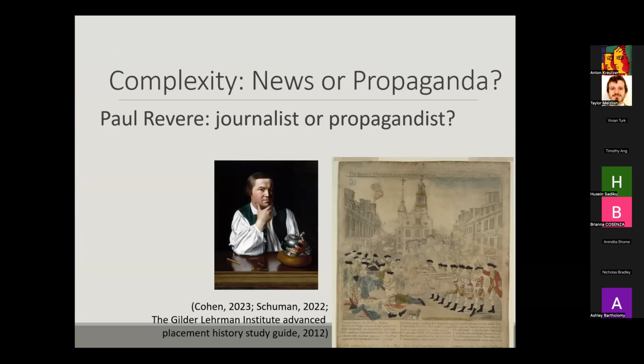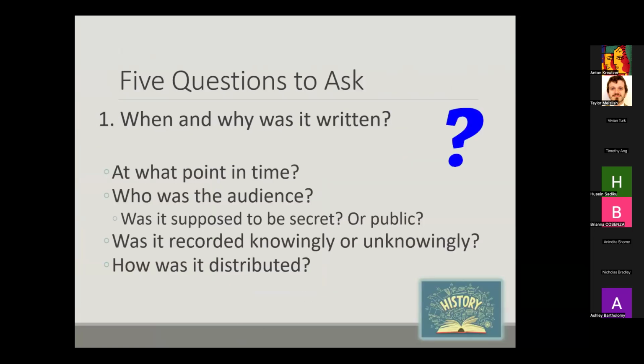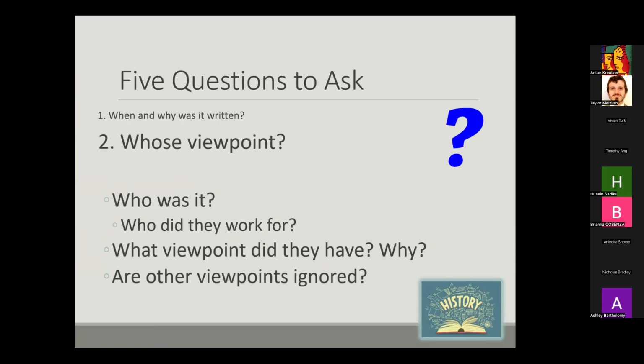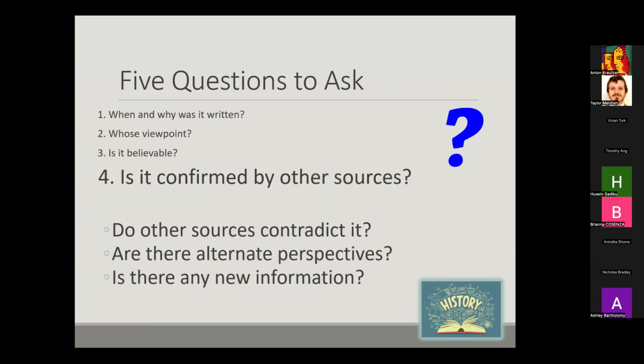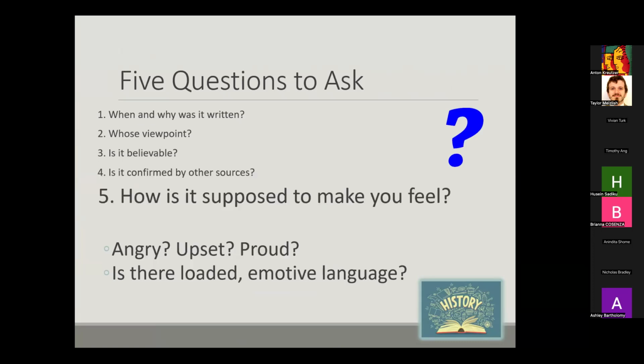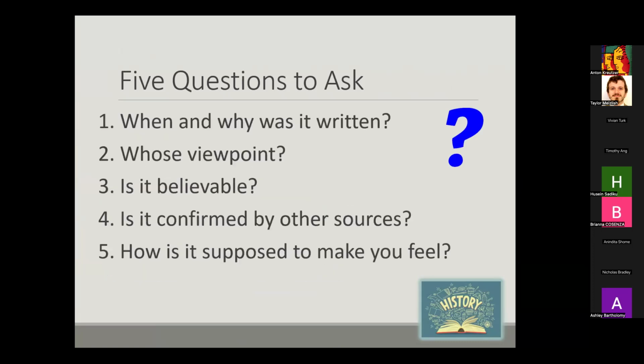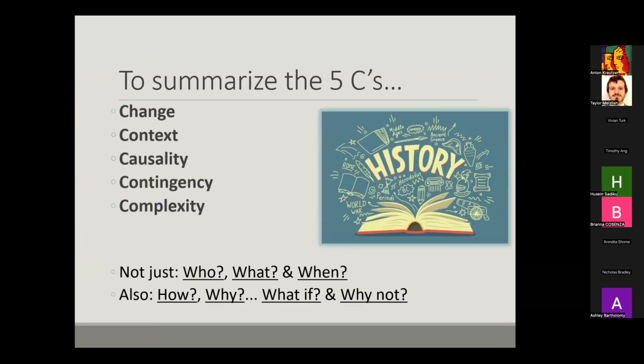And so this offers an example activity where you put it all together. So there are 5 questions to ask. When and why was the document written? Whose viewpoint does it show? Is it believable? Is it confirmed by other sources? How is it supposed to make you feel? And once you start to ask these questions, you can start off having real activities involving the 5 C's. It's not just who, what, and when, but also how, why, what if, and why not.